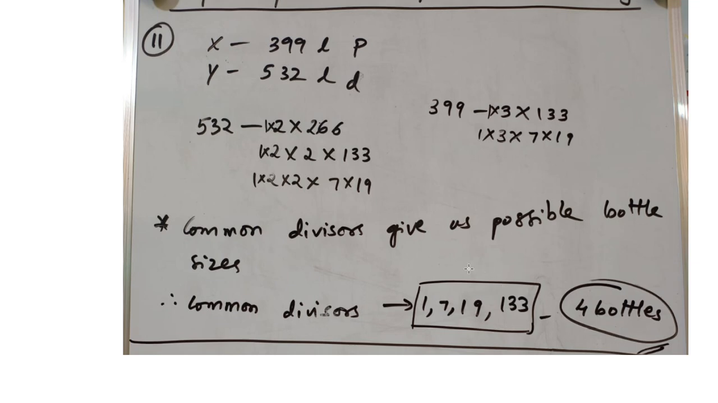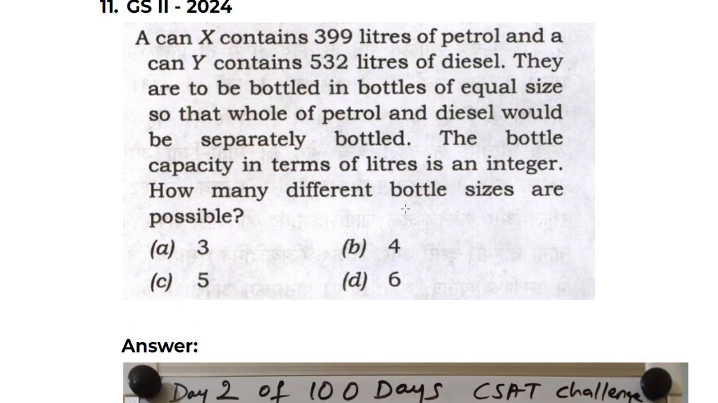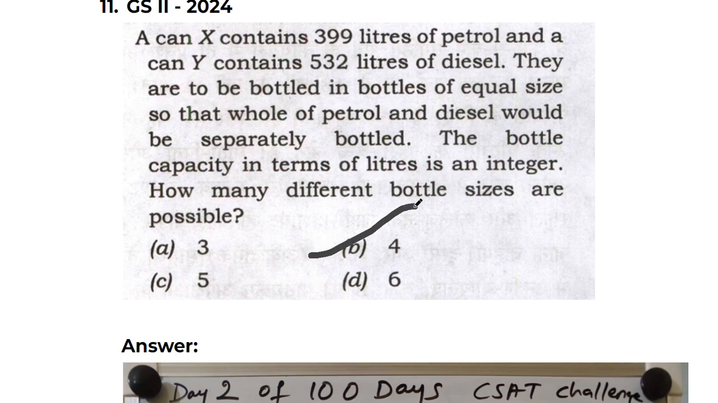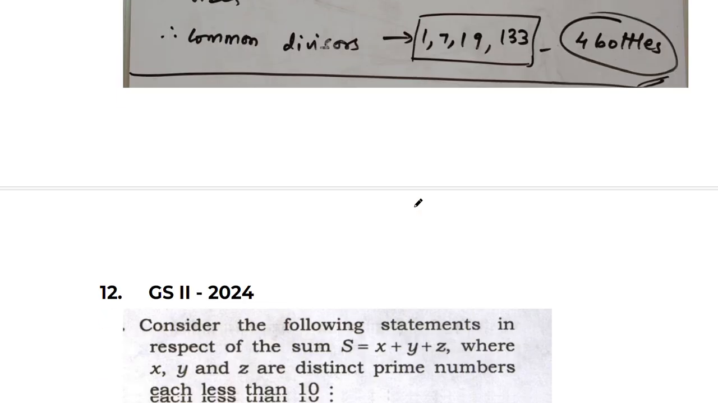So we can say that the common divisors give us the possible bottle sizes, and the common divisors are 1, 7, 19, and 133, which is the product of 7 and 19. So we can say there are 4 bottle sizes possible in which we can store both petrol and diesel separately. So what is the correct answer? The correct answer is option B, 4. Hope you understood how we solve this.